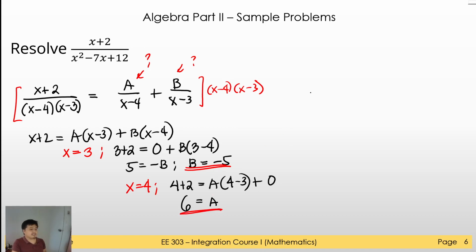So therefore, the final answer for this decomposition will now be equal to A, which is 6 over (x minus 4), and then B here is negative 5. Therefore, this will be minus 5 all over (x minus 3).